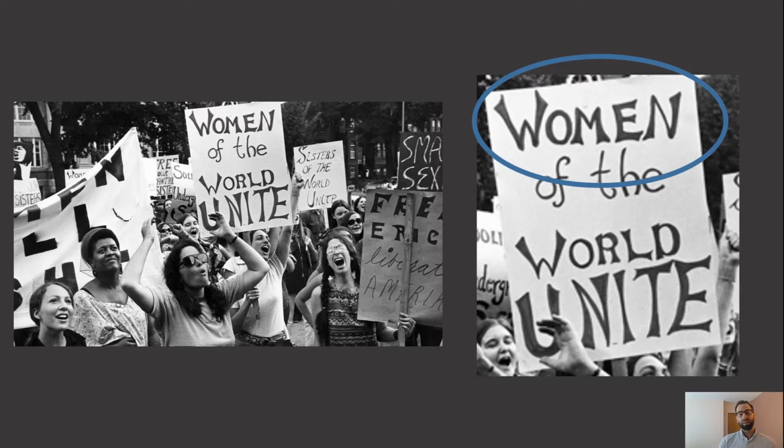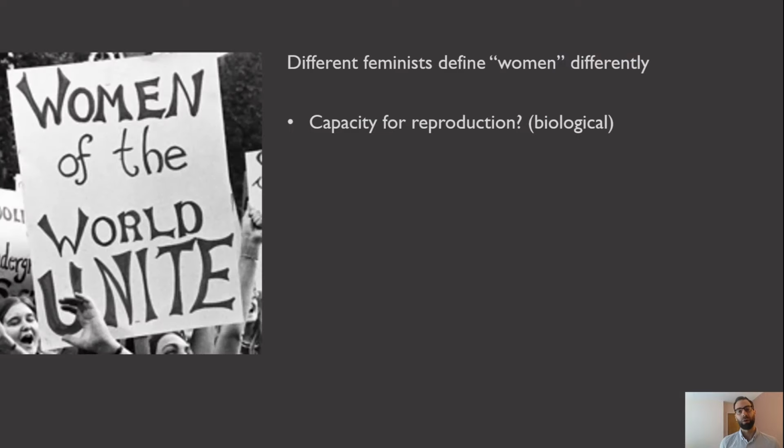So one question that queer theorists would ask of second wave feminists is, how did they define this category of woman? Because the category is actually not all that stable if you read a number of these texts. So one way that the 1970s feminists might have defined womanhood was people that have a capacity for reproduction.